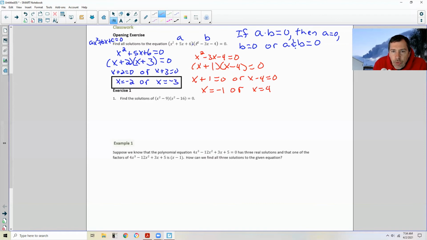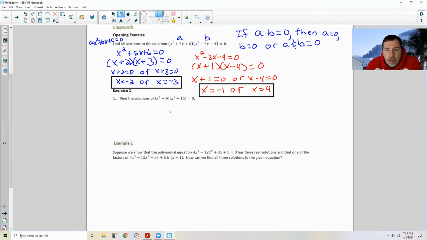If I put 4 in here, 4 squared is 16, minus 4 times 3, which is 12. 16 minus 12 is 4. 4 minus 4 is 0. Boom, B is 0. And it will work for the other one as well. You can always check them and probably should. All right, so there are all of the solutions. We could say x equals, and put them in order from least to greatest: -3, -2, -1, 4.